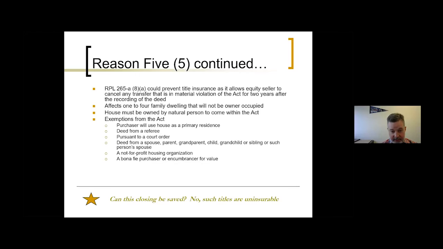Now, if it doesn't come out of the Act, you can't close, because the Act basically prevents title insurance. It allows the equity seller, the person who's staying in the property, to cancel any transfer that is in material violation of the Act for 2 years after the recording of the deed. So obviously, no title company was ever going to insure these. So luckily, we're not seeing these scams as much anymore, and hopefully we won't see them at all.